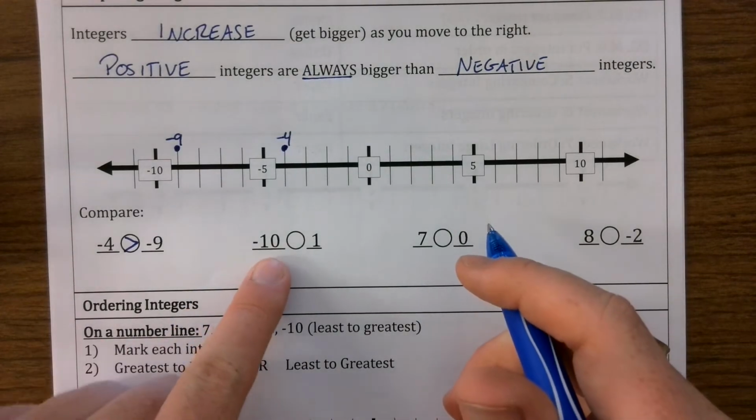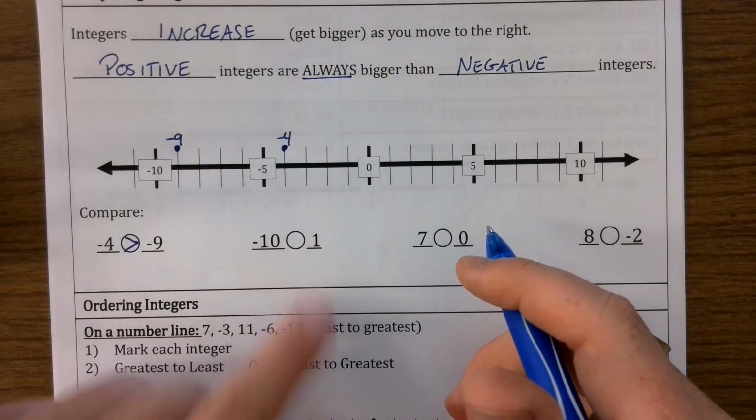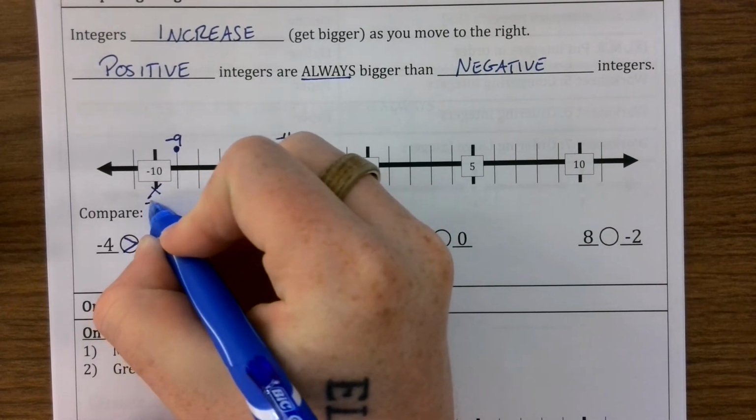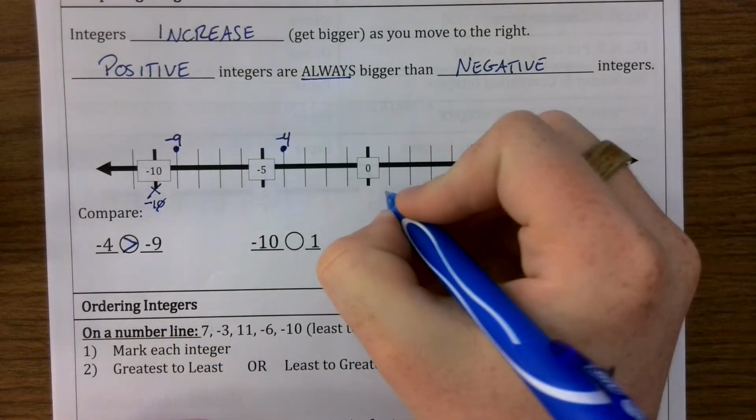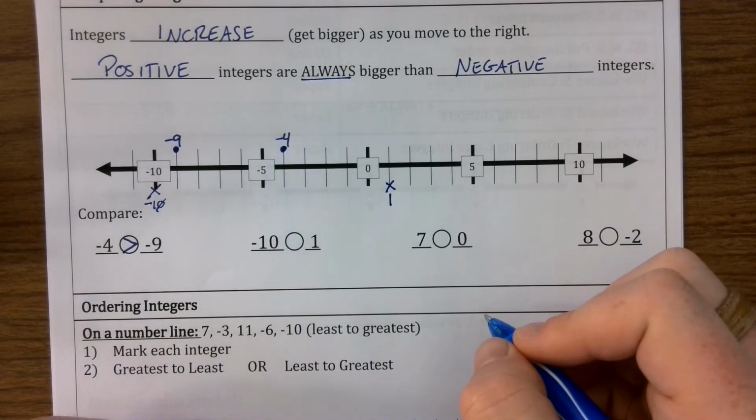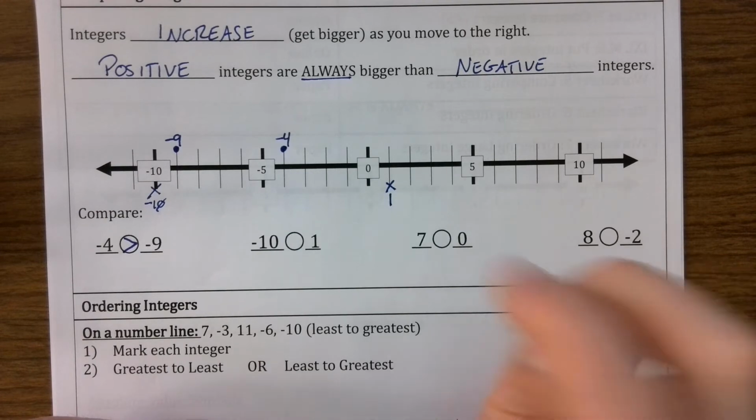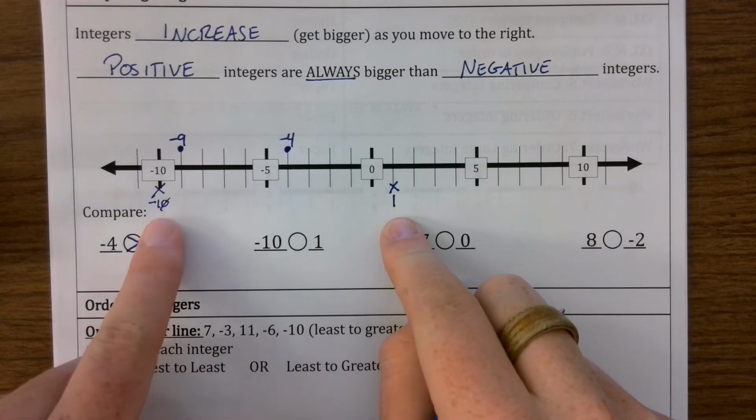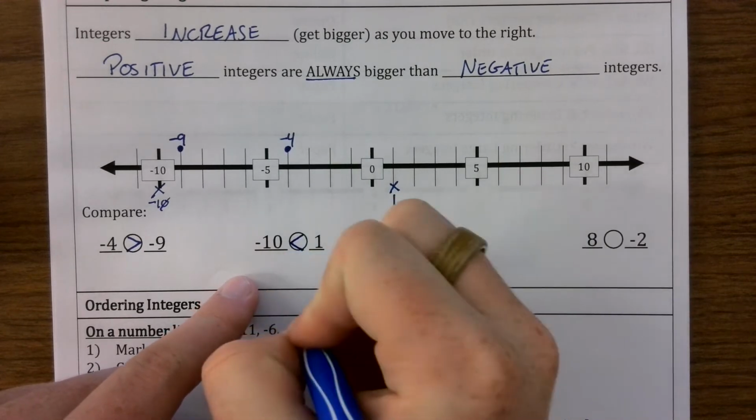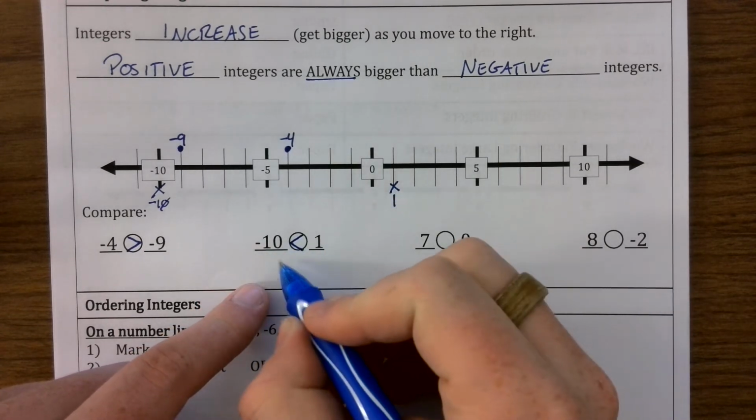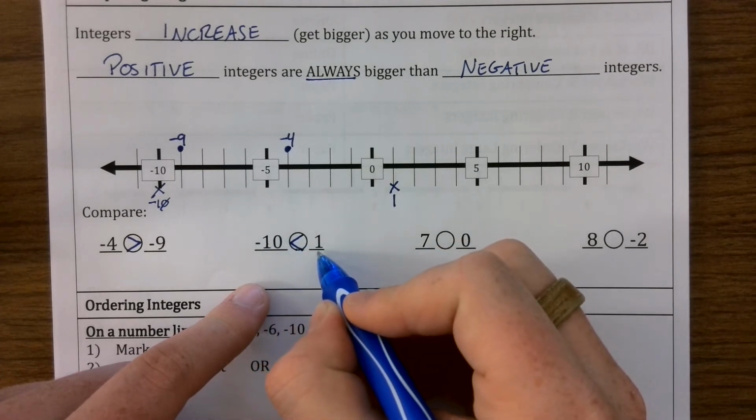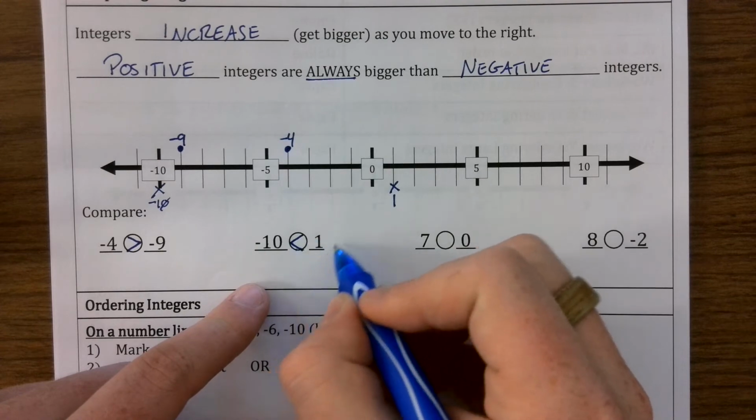Okay, let's look at negative 10 and 1. Here's negative 10. I'll put an X here and label it negative 10. Here's positive 1. Which one is on the right? Positive 1 is on the right of negative 10, which means that positive 1 is bigger. So we're going to put in the less than symbol. We read this as negative 10 is less than 1. Remember, our little alligator friend wants to eat the bigger number.